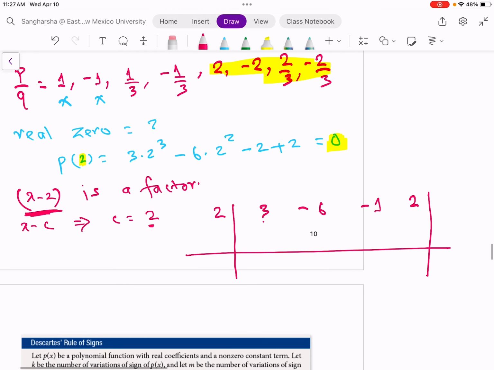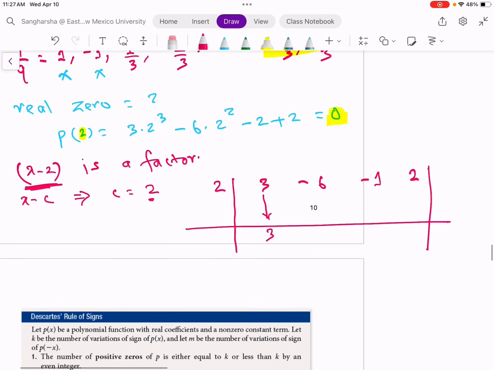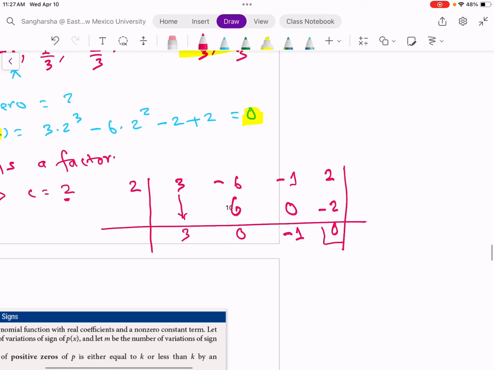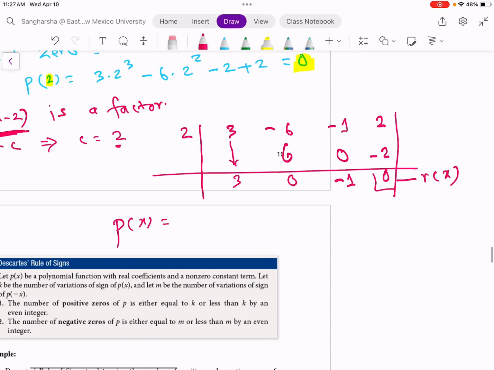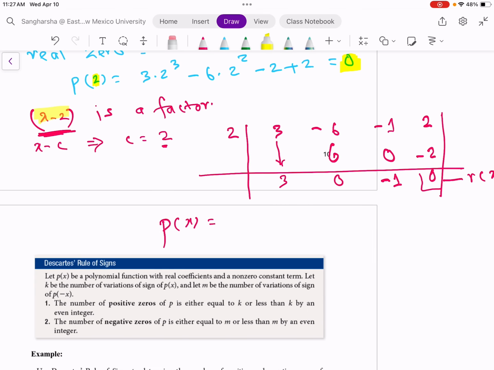So we drop our first coefficient 3, then multiply 3 and this c: 3 times 2 is 6. We do not change signs. -6 plus 6 is 0, 0 times 2 is 0, -1 plus 0 is -1, -1 times 2 is -2, and this is 0. So whatever we have here is always our remainder r of x. Now we can write our p of x equals divisor times quotient. Our divisor is x minus 2.